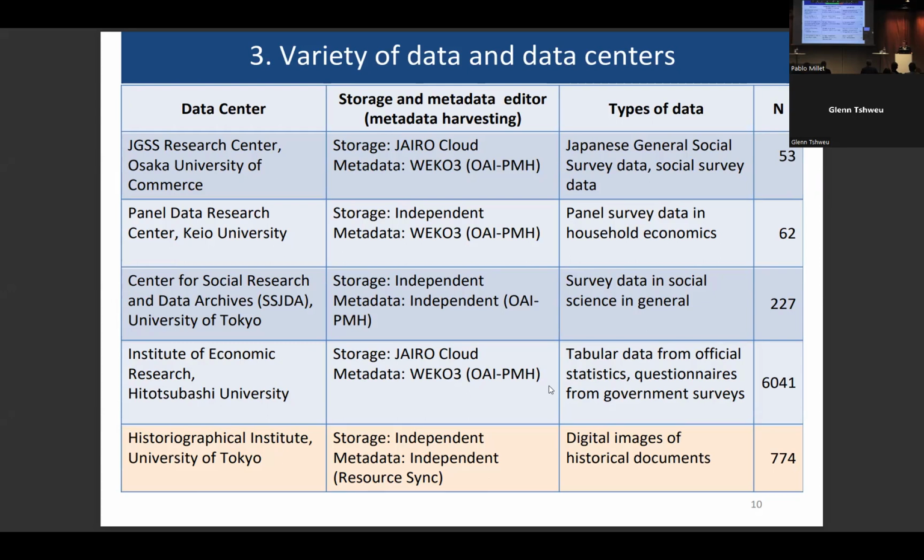The bottom 2 data centers' business models are so different from the upper 3. To some extent, the first one deals with historical tabular data from the government, and the last one deals with historical documents. So depending on how you count, they have more than, say, hundreds of thousands of data or records. And they are also working on increasing the data or metadata available through this metadata catalog. Okay.